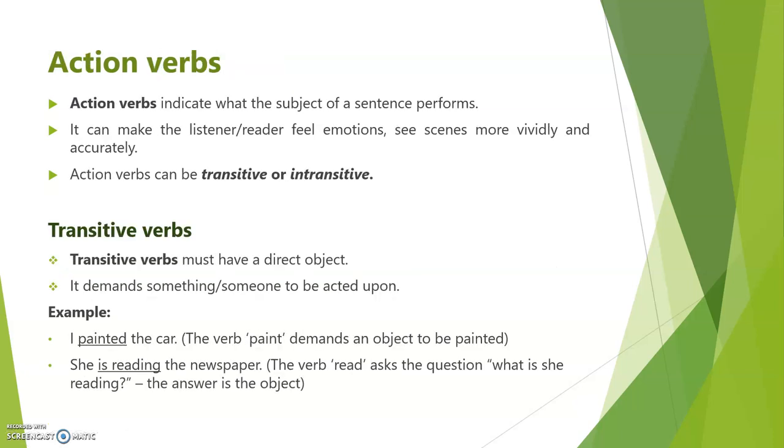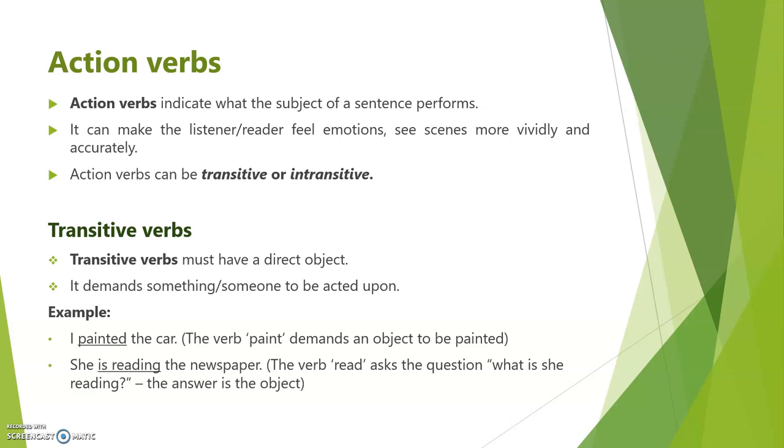Action verbs. Action verbs indicate what the subject of a sentence performs. It can make the listener or reader feel emotions and sense things more vividly and accurately. Action verbs are further divided into two. They are transitive or intransitive. Let's understand what transitive verbs are.